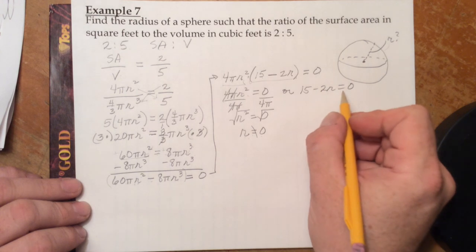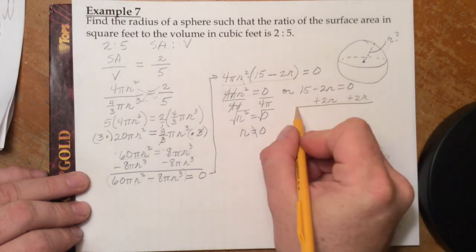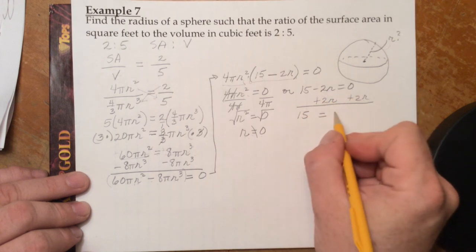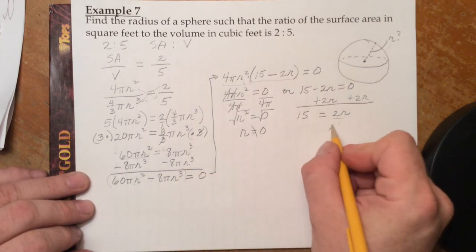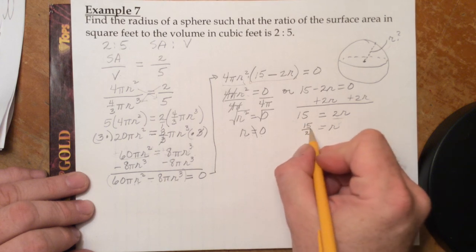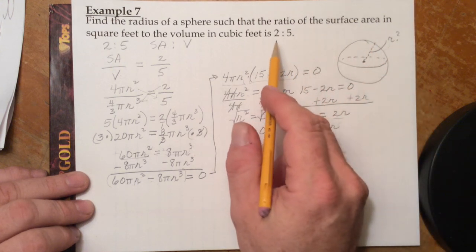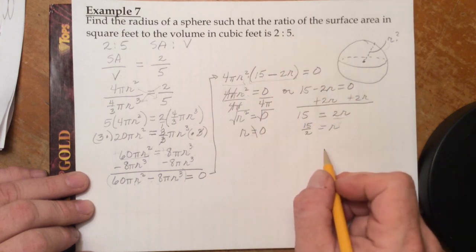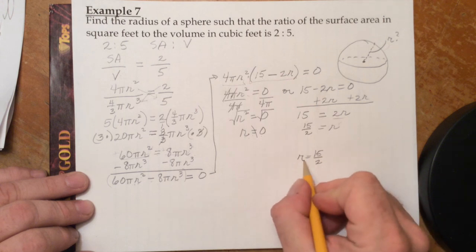Over here we have 15 minus 2r equals 0, so we solve for r. First thing I'm going to do is add 2r to both sides. And now I have 15, and then minus 2r plus 2r is 0, equals 0 plus 2r is 2r. Then I want to get rid of the 2, so I divide both sides by 2, and r is 15 halves. So the radius of this sphere that has a ratio of its surface area to volume of 2 to 5 has to have a radius of 15 halves, or 7.5 feet.